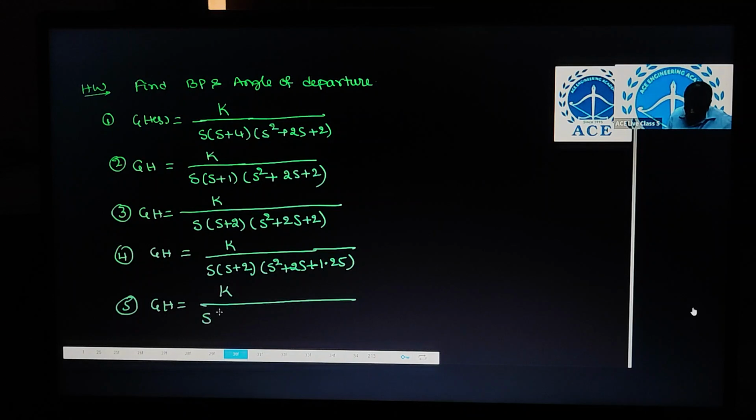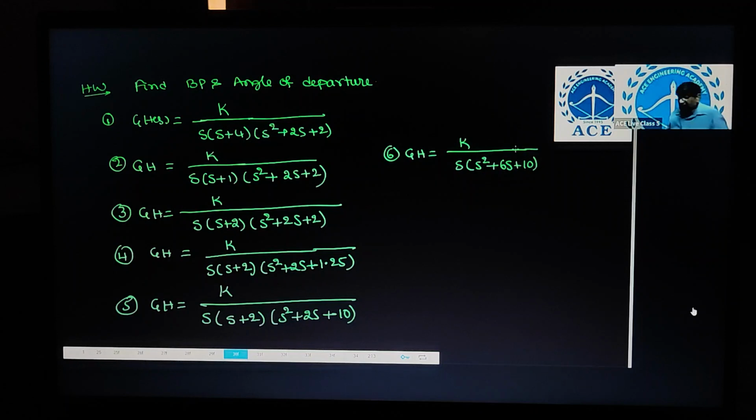Tomorrow I'll try to close this chapter. For these 6 problems you find breakpoints and angle of departures, so that tomorrow I can solve the problems quickly. I'll try to close this chapter by tomorrow.